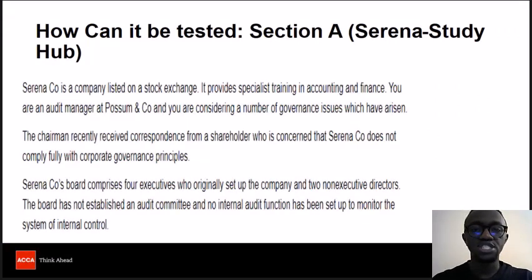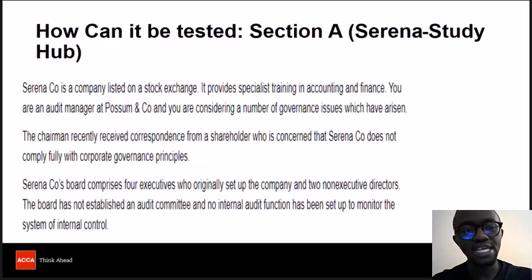We have a question here that's talking about Serena. Serena Company is a company listed on a stock exchange. It provides specialist training in accounting and finance. You are an audit manager at Possum and Company, and you are considering a number of governance issues which have arisen. The chairman recently received correspondence from a shareholder who is concerned that Serena does not comply fully with corporate governance principles. Serena's board comprises four executives who originally set up the company and two non-executive directors. The board has not established an audit committee and no internal audit function has been set up to monitor the system of internal control. I borrowed this from a question known as Serena and the Study Hub.